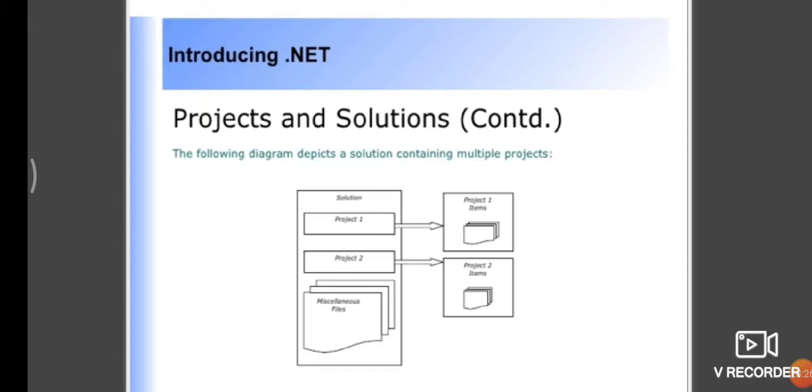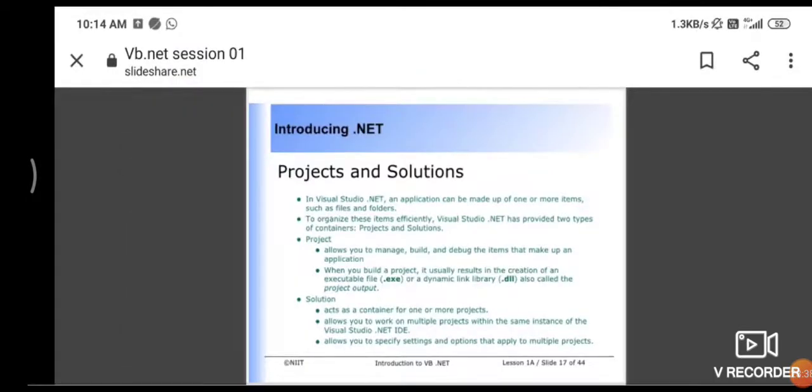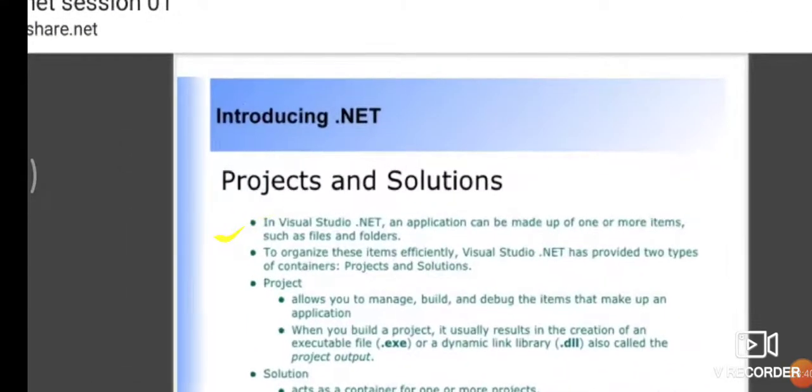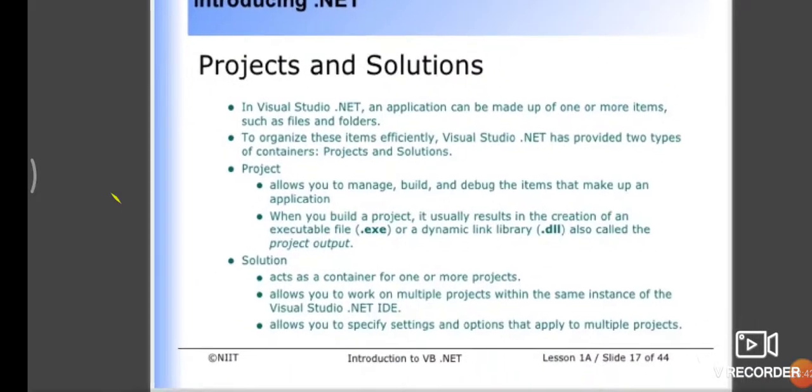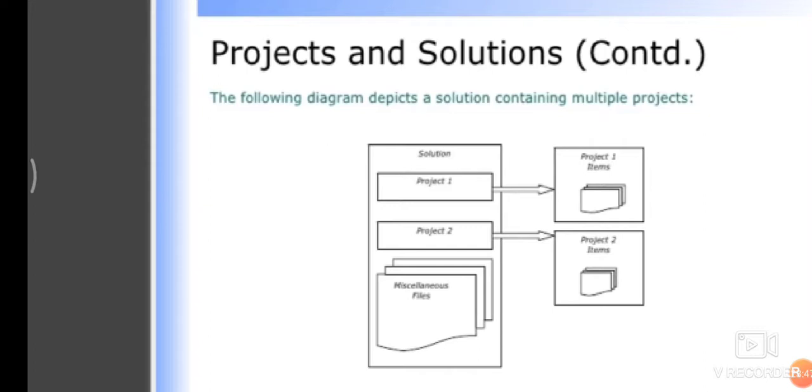Next comes projects and solution. The following diagram depicts a solution containing multiple projects. This is a diagram which gives you an overall idea of how the project and solution task management is done using the Visual Basic .NET framework. Here we can see project 1 and 2 compiled with project item 1 and project item 2, and you can also attach miscellaneous files, so there is no harm in executing multiple files at the same time.